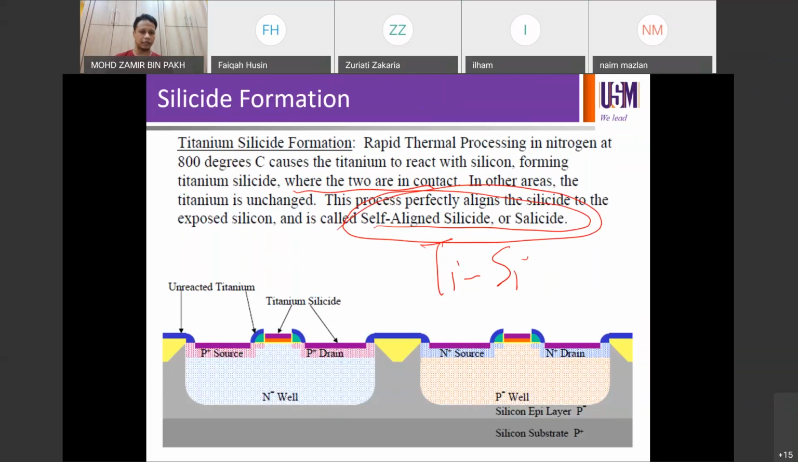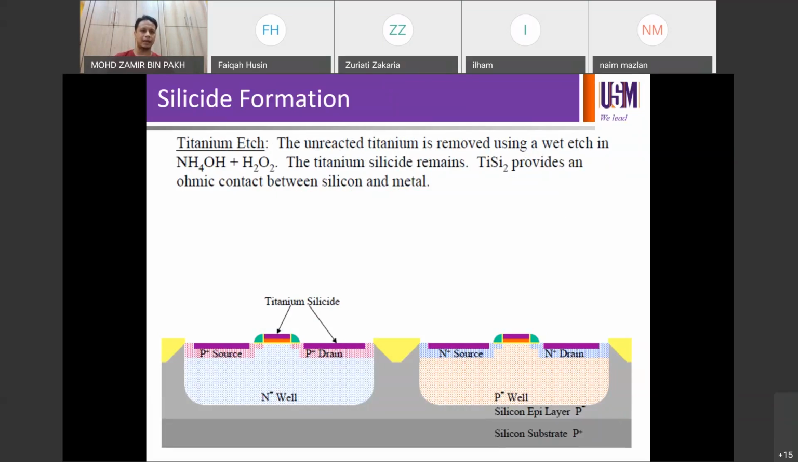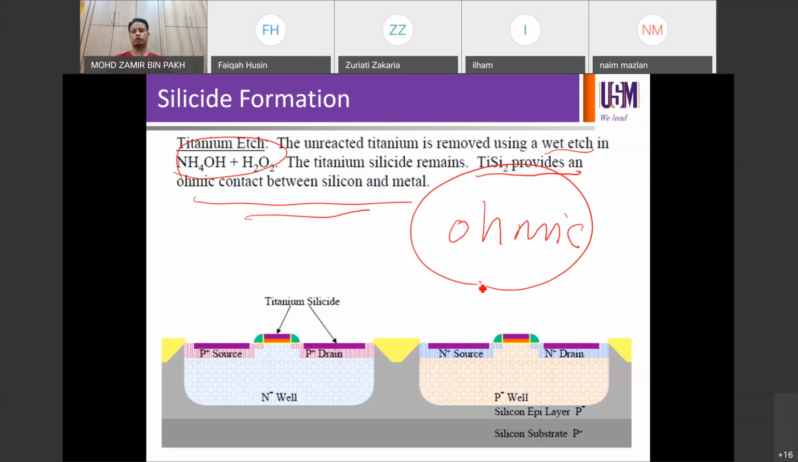Okay, so titanium silicide done. Titanium etch: unreacted titanium, which has not reacted with silicon, is removed during a wet etch in ammonium hydroxide and hydrogen peroxide. So titanium silicide remains. Titanium silicide is there to provide ohmic contact between silicon and metal, right? Ohmic contact. So in order to do interconnection, you need to have ohmic contact between your silicide and your metal later on.